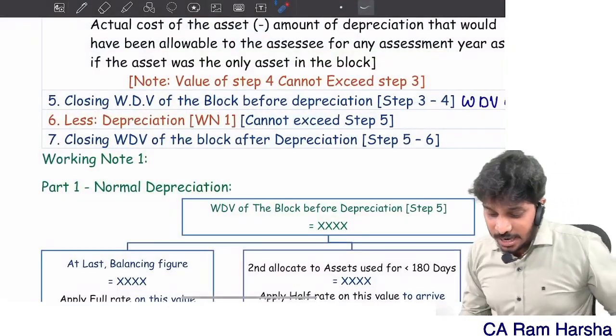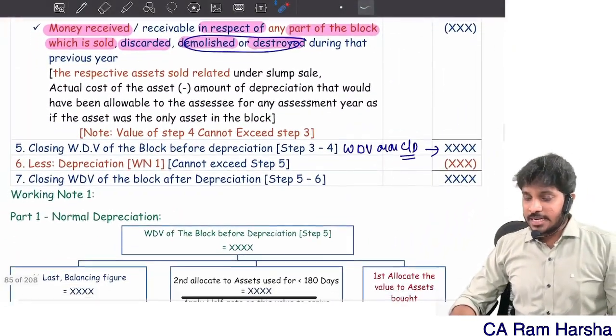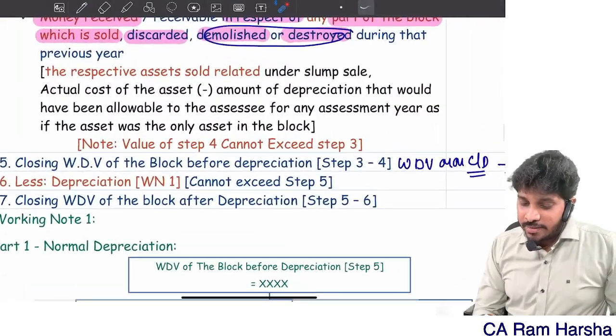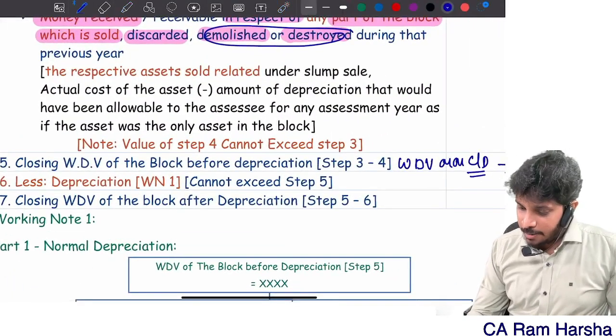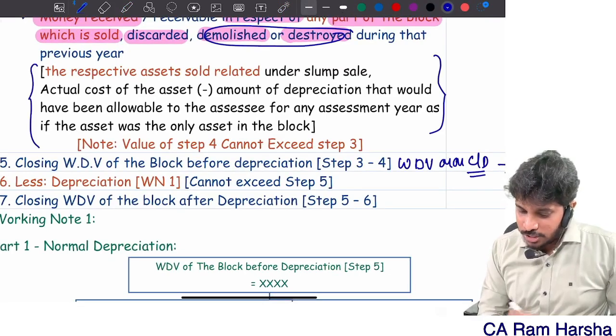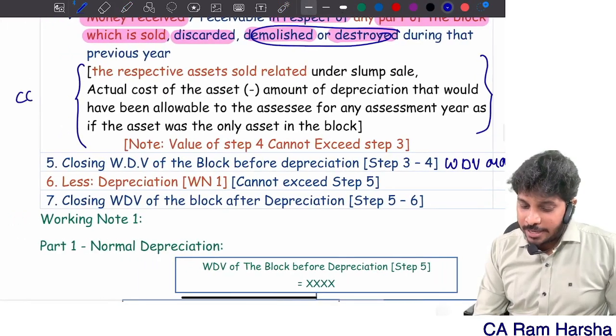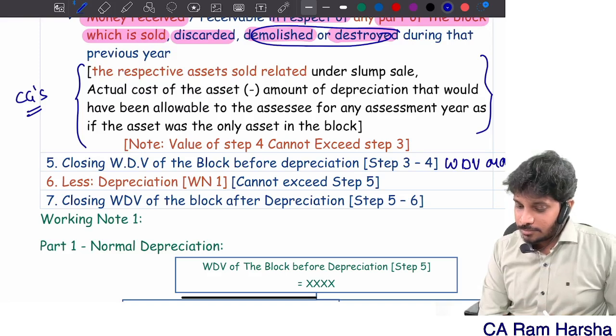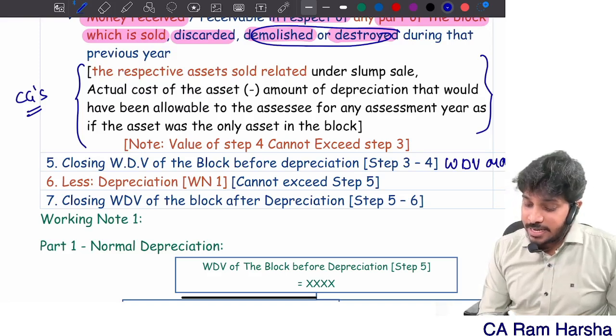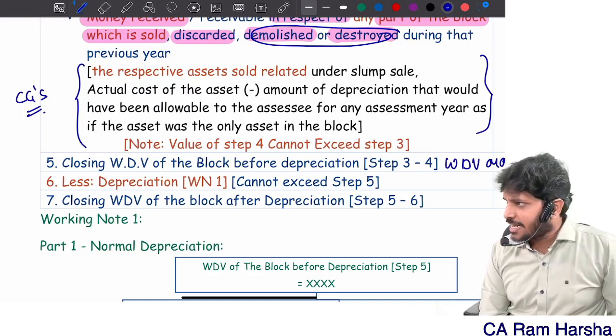Now let's understand how to calculate depreciation. Here in the bracket, I kept one point pending, which I wrote in black words. This I will discuss in the capital gains chapter. This point I'll explain in the capital gains topic.